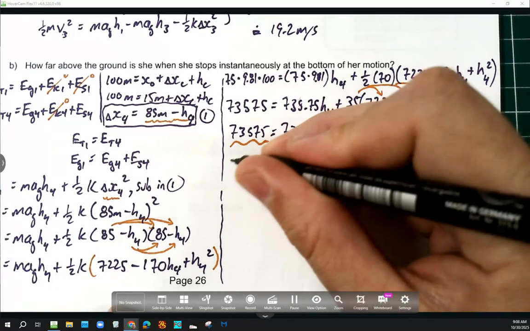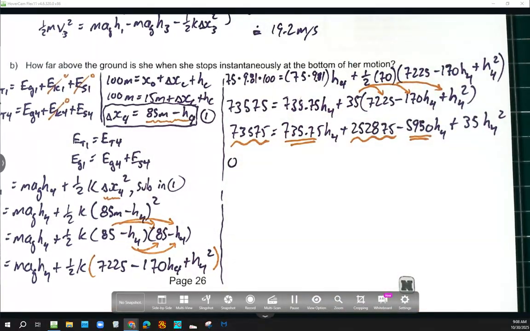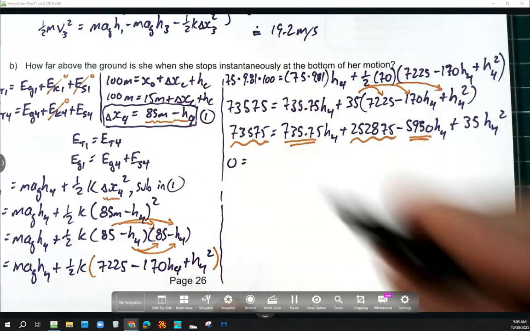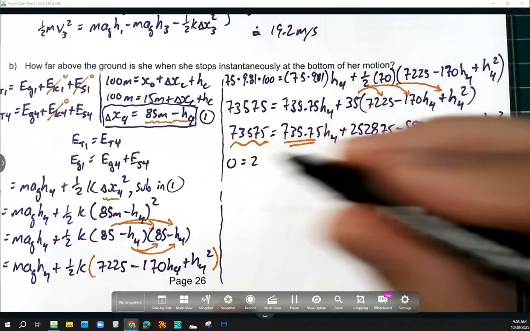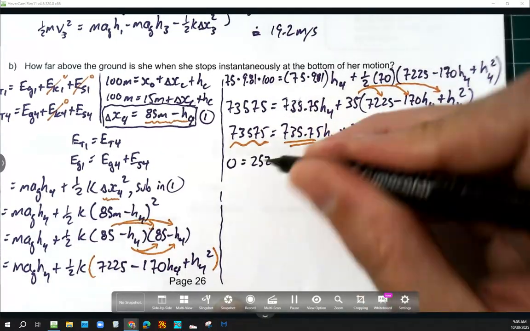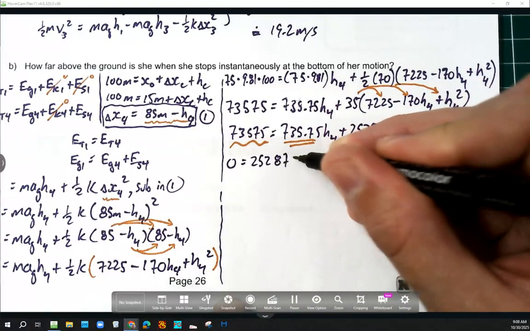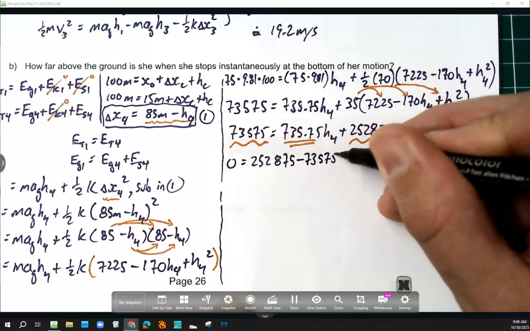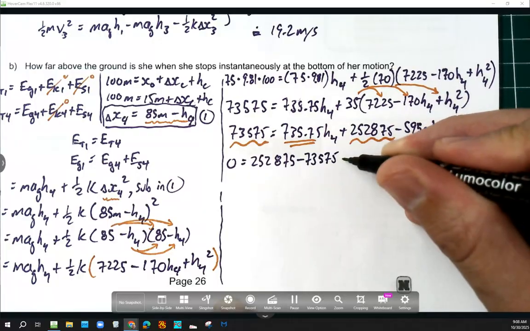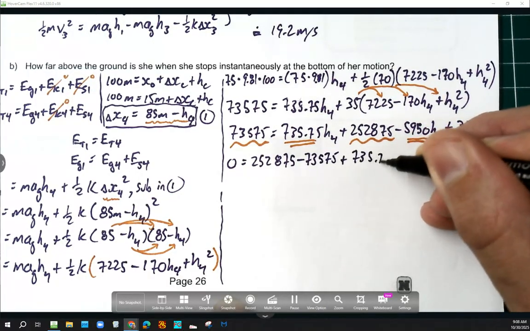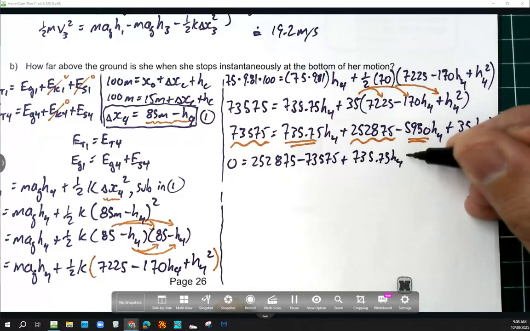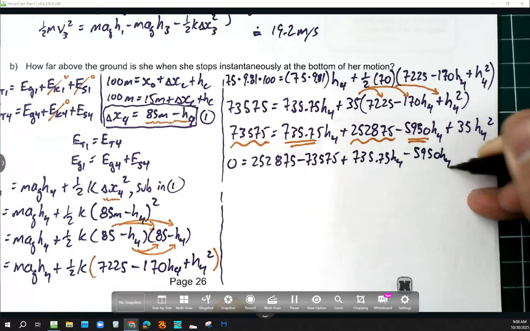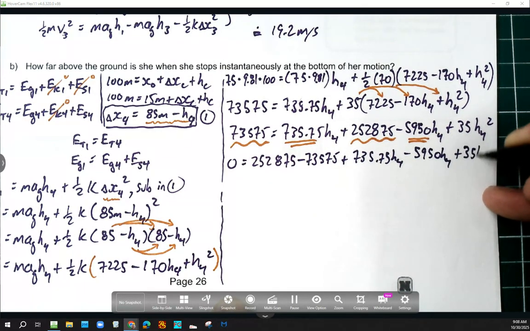And what the man says is leave a 0 behind on the left-hand side, which in this case means I only have to take one term over. So I'm going to collect them. I'll say 252,875 minus 73,575 plus 735.75 H4 minus 5,950 H4 plus 35 H4 squared. I am actually going to write them out again because, again, I want to make sure that there's nobody who's wondering what's being done here.